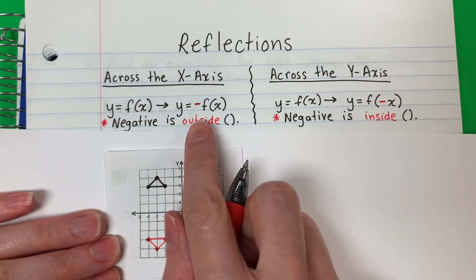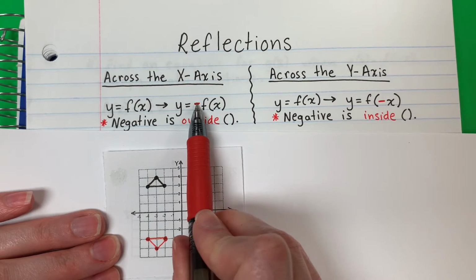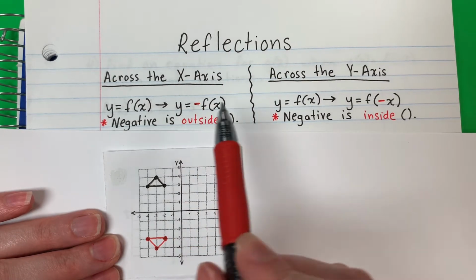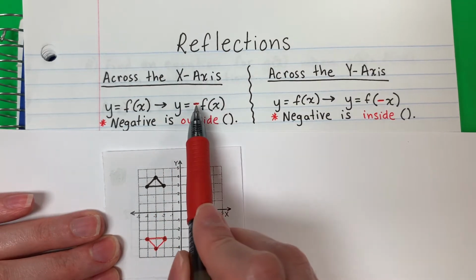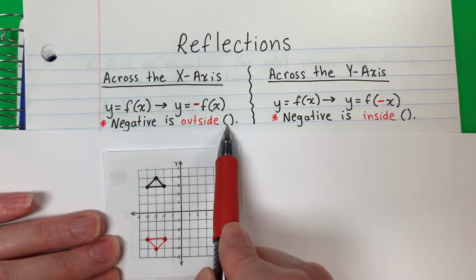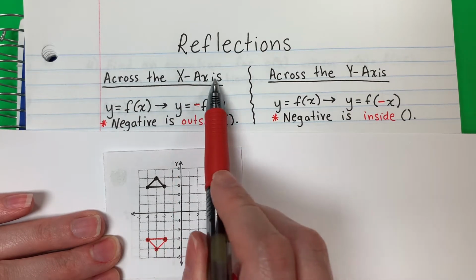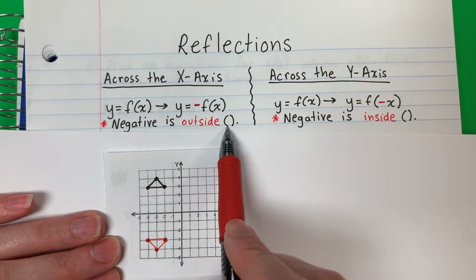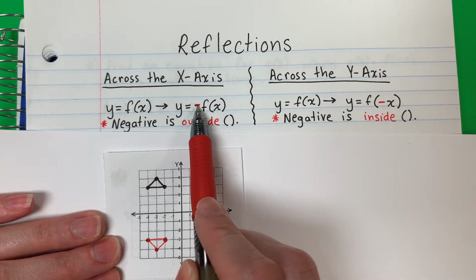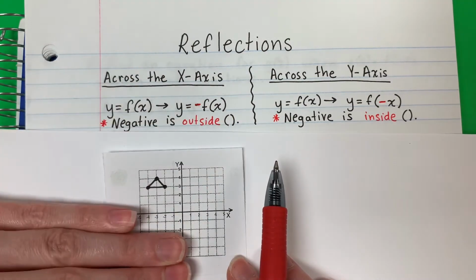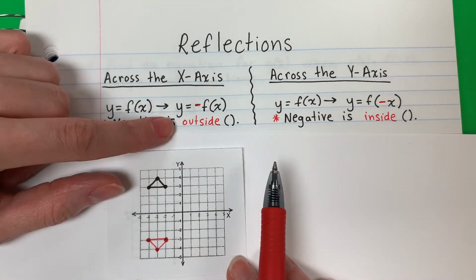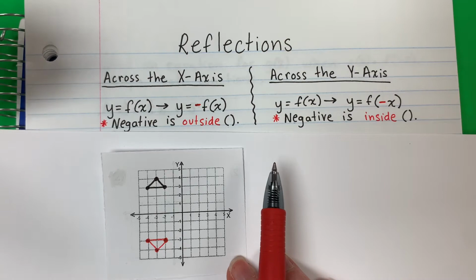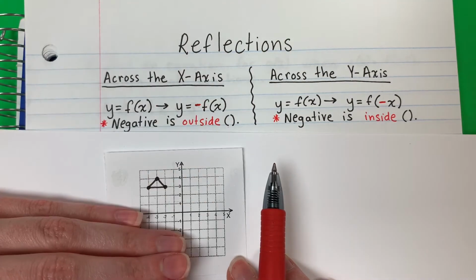So you would do this, you would have to look at the negative. Necesitamos mirar al negativo para saber. So for the x-axis, you will have a negative outside of the parentheses. Para hacer un espejo con el x-axis, necesitamos un negativo afuera de los paréntesis. So outside the parenthesis, you would do a reflection across the x. Afuera de los paréntesis, voy a hacer una reflexión con el x.